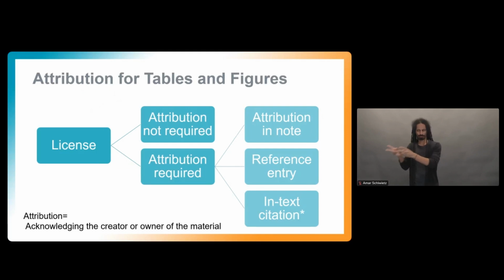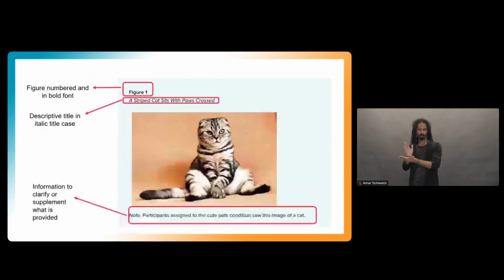So the creator or owner of the material may have copyrighted it, right? So they may have, for example, this cat. The owner may have copyrighted this image. So what do we do?